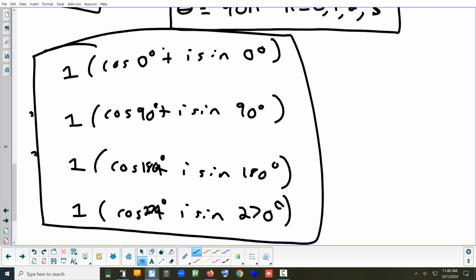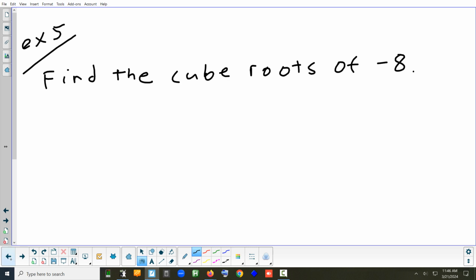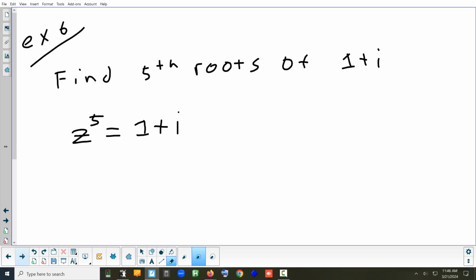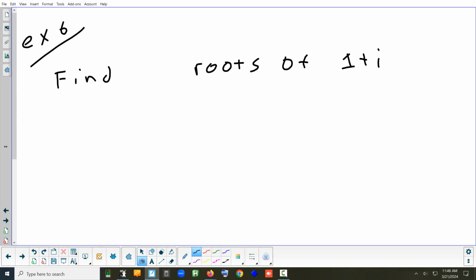All right, this time, instead of a 4th root, let's do a cube root. Okay. I don't really want to do that one now. Let's do the cube roots of, I think I have one. Let's do this one. Cube roots of 1 plus i. So before we even start, how many answers are we thinking? 3.